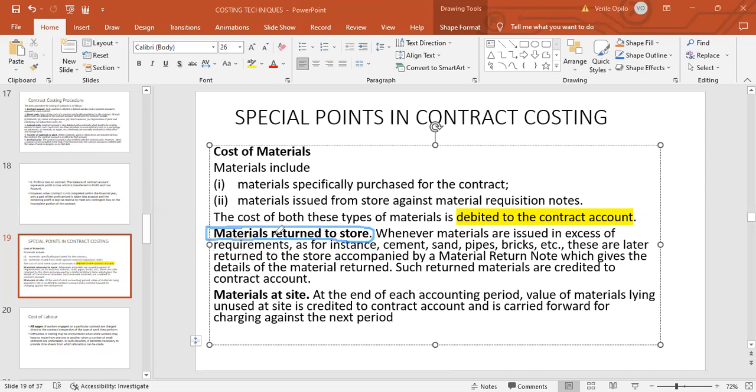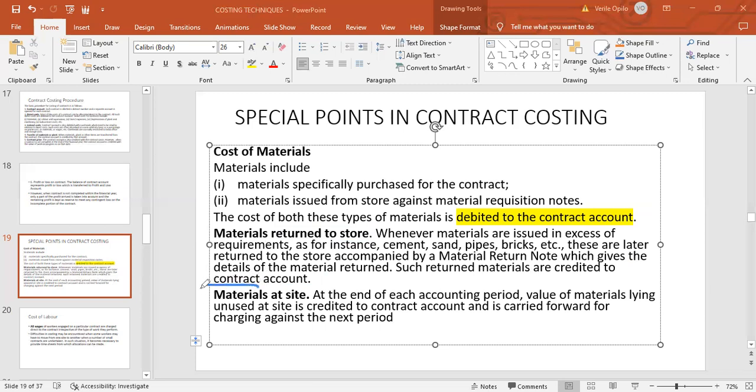So when you return these materials to stores, you also have to go back and record these details in the contract account. You record them by showing that, yes, we had shown them as an expense relating to this contract, but because we have now returned them, that cost has reduced. Therefore, you record them in the contract account by crediting the contract account to show that we had initially taken it, but now we have returned it, and therefore we have not used it in the contract. So we reduce the amount that the company has spent with regard to that particular contract.